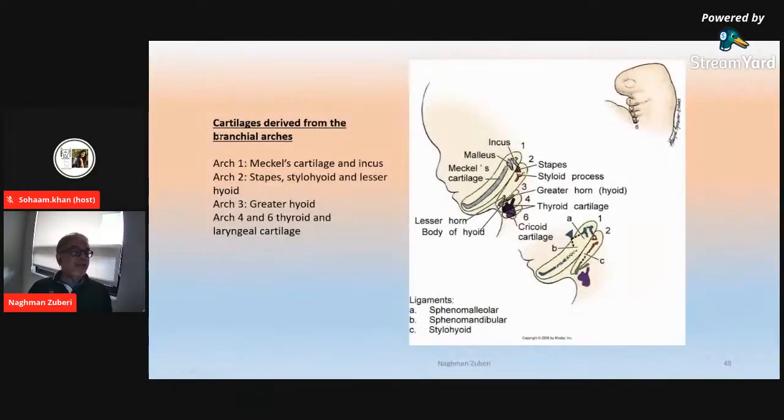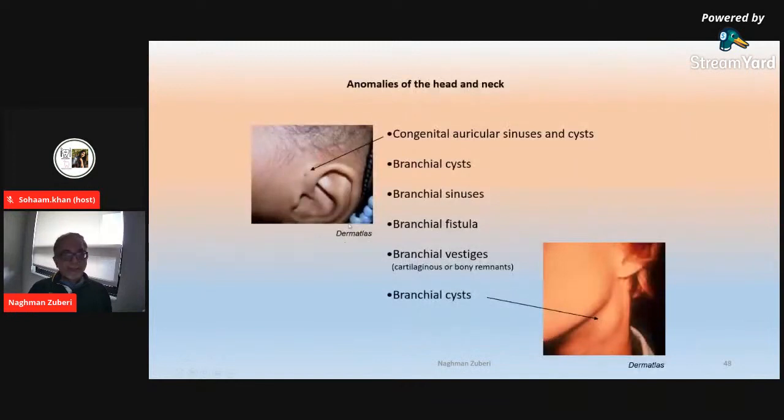Cartilage is derived from the branchial arches. We have already discussed arch 1: Meckel's cartilage and incus; arch 2: stapes, stylohyoid and lesser hyoid; arch 3: greater hyoid; arch 4 and 6: thyroid and the laryngeal cartilages.